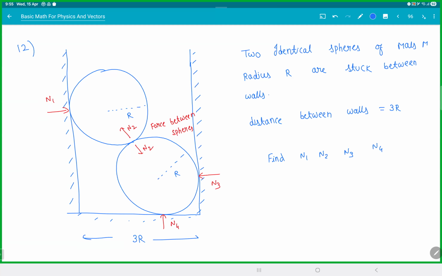So we have two spheres of the same mass, M and M. They both got stuck between the two walls. The distance between the walls is 3r. So N1 is the force due to the left wall, N3 is the force due to the right wall, N4 is the force due to the floor, N2 is the force between the balls. So for convenience, let's call this ball A, and let's call this ball B, so we will know which ball we are talking about. N2 is pushing ball A up, and N2 is pushing ball B down.